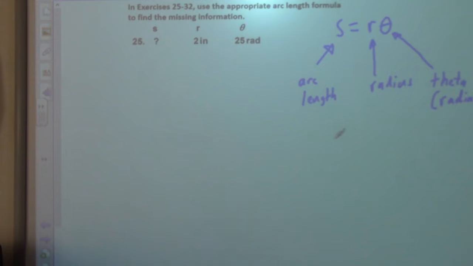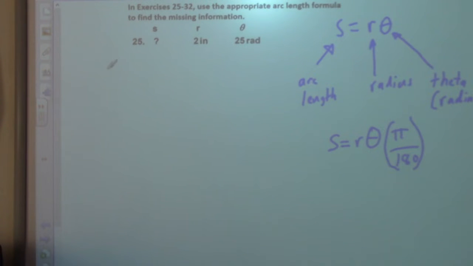Now, there's another version of it that I had you write in your formula chart. It's S equals R theta times pi over 180. What does this pi over 180 do? This pi over 180 is a factor that will convert this angle in degrees into radians. So if you have an angle in degrees, use this bottom formula. If the angle is in radians, use the top formula. All right? So we're going to be doing some of that.